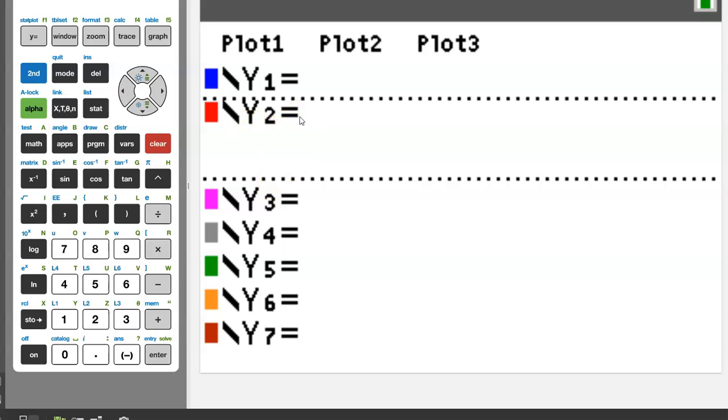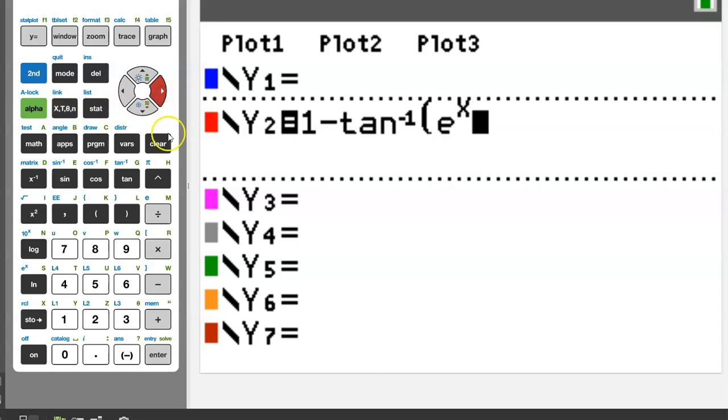It was 1 minus the inverse tangent, so second tangent, and then it was e to the x power. So I'm going to do second, so I've got my e to the x, and I'll just go ahead and put the x in there. I think on the actual AP exam it was a t, but we're just going to stick with x. And let's close that off. So we've typed it in.